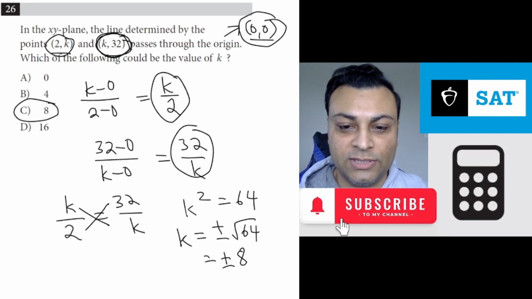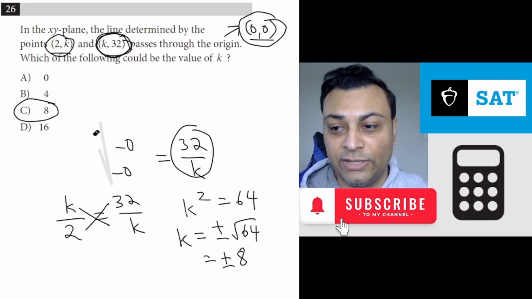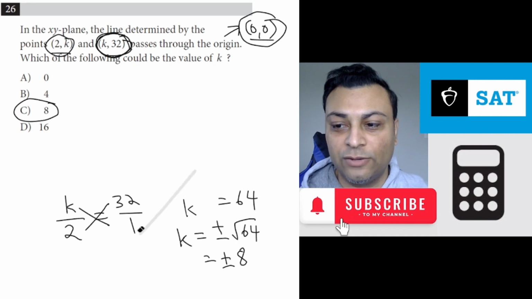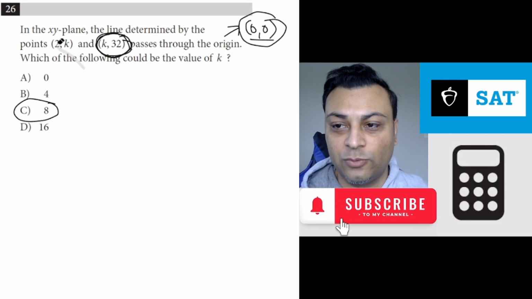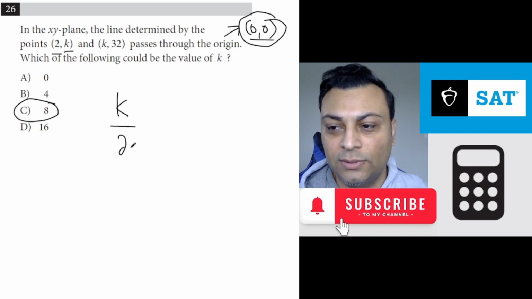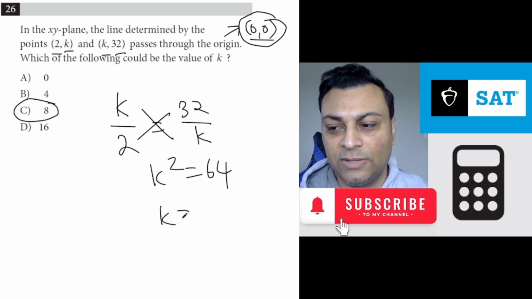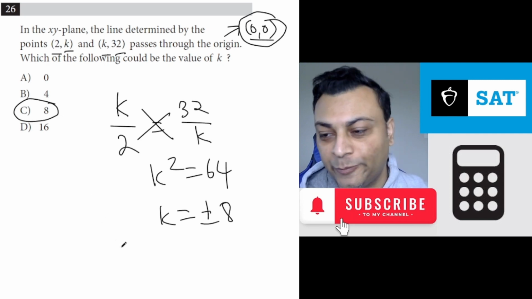And another way to do this is to say, well, if it goes through the origin, it must be direct variation. Direct variation means y over x will always be the same number. So we just divide the y coordinate by the x coordinate. And if you do that, you would have k over 2 is equal to 32 over k, and you wind up with k squared is 64. If you solve it, you'll once again get the same answers as before. And they don't have negative 8, so the answer is positive 8.